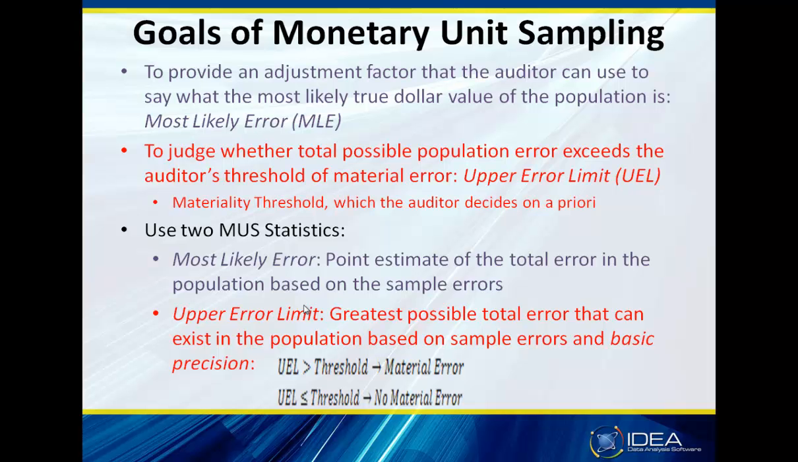The upper error limit is the greatest possible total error that can exist in the population based on sample errors and what we'll call the basic precision. And this leads us to two rules that I've stated here. If the upper error limit is greater than the materiality threshold, then we have material error. If it's less than or equal to the threshold, we get no material error.